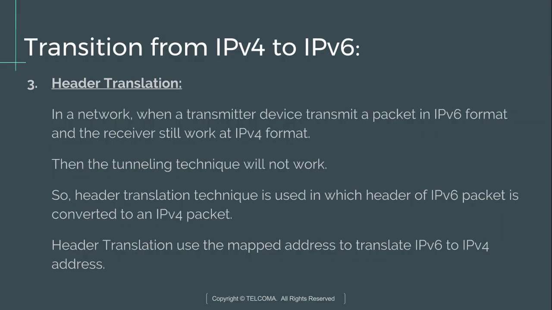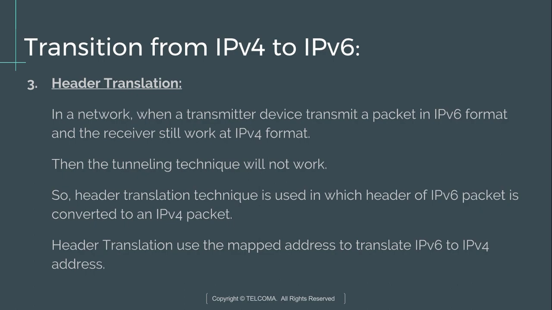The next is header translation. In a network, when a transmitter device transmits a packet in IPv6 format and the receiver still works in IPv4 format, it means the device which wants to send the packet is working on IPv6, but the receiver which has to receive the packet is still working on IPv4 addresses. It knows the IPv4 protocol only. Then the tunneling technique will not work here.